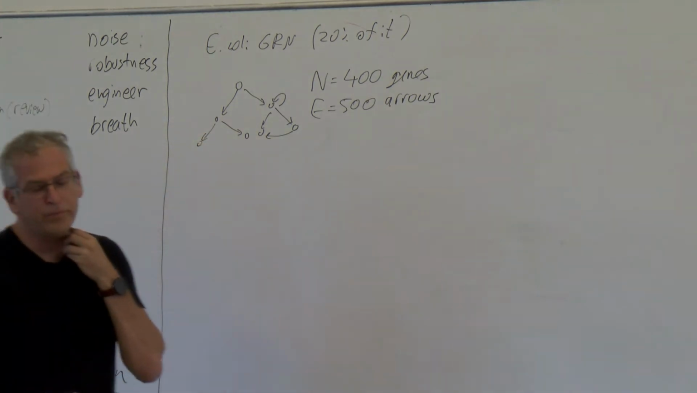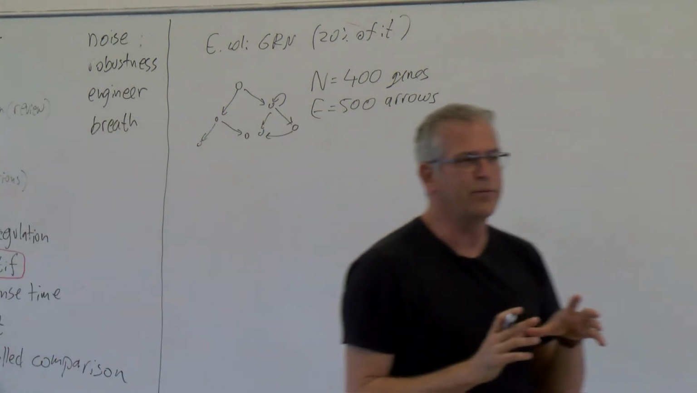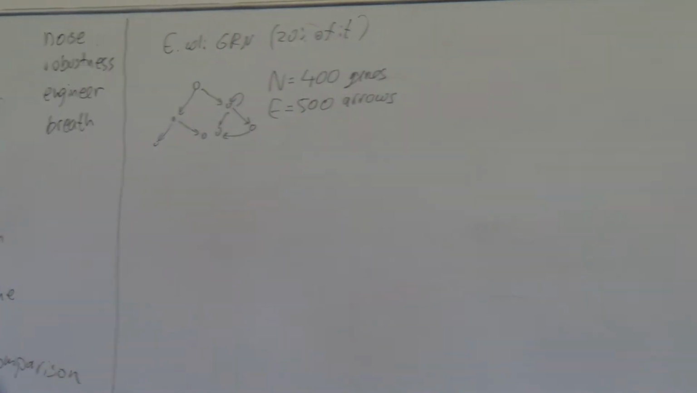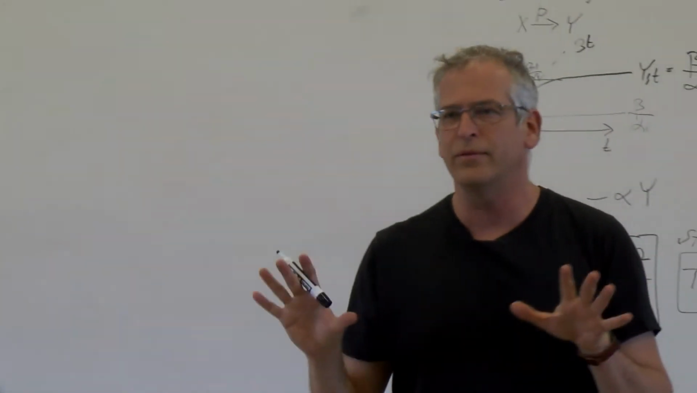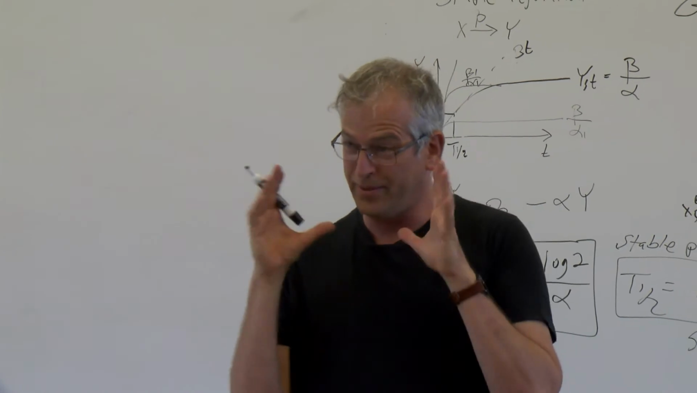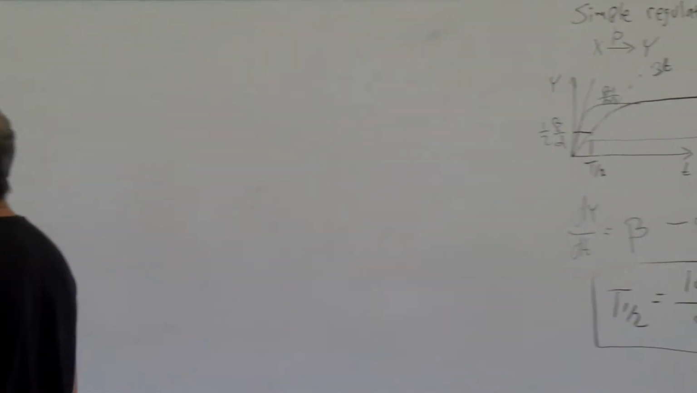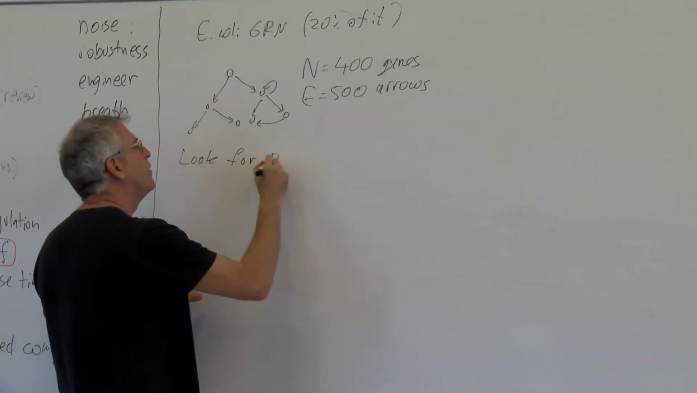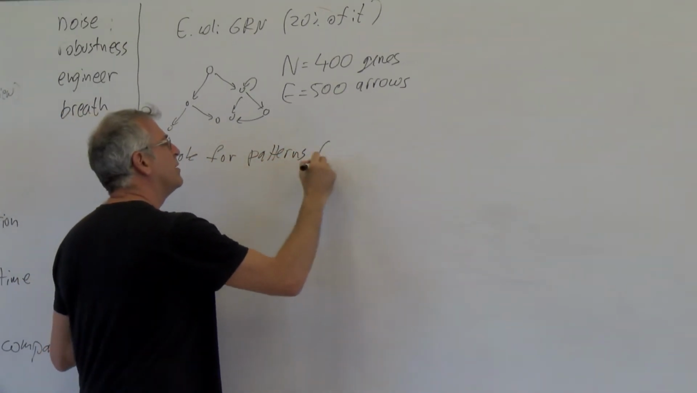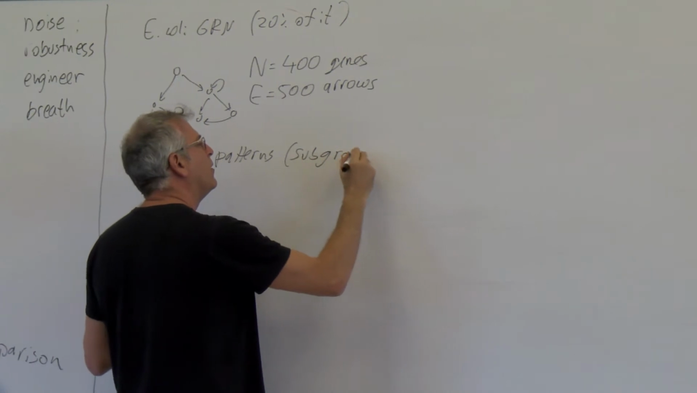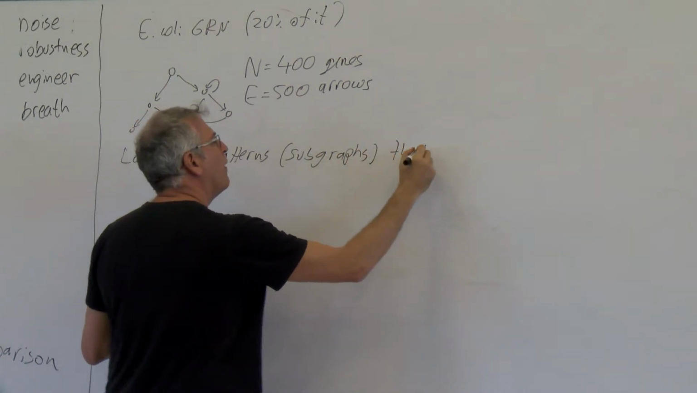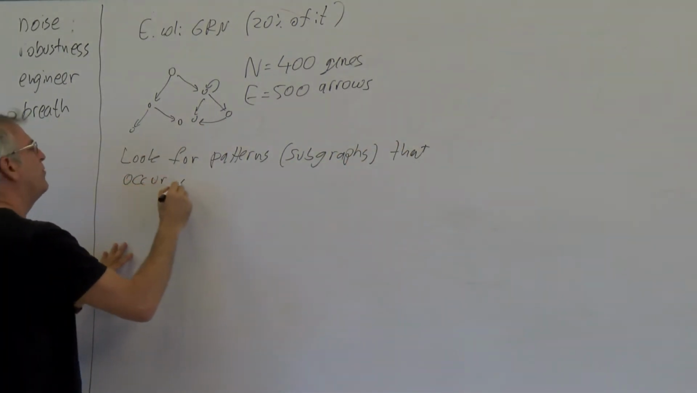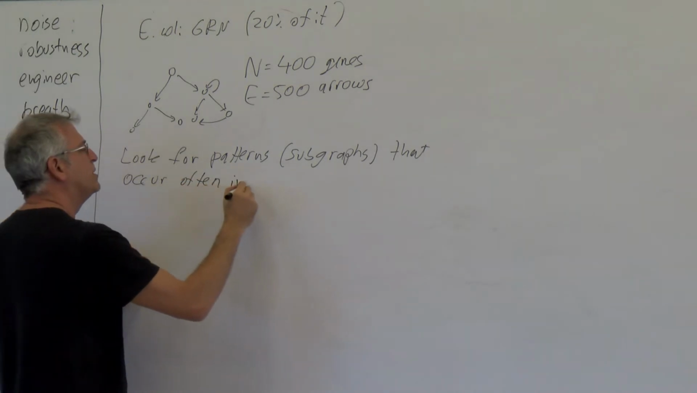And our approach will be to try to look for subgraphs, as I say, little patterns of nodes and arrows that occur many times in the graph. If they occur many times, maybe they're interesting to look at. So we're going to look for patterns. Patterns are subgraphs that occur often in this GRN.